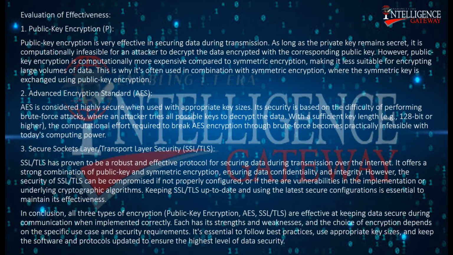Evaluation of effectiveness. 1. Public key encryption. Public key encryption is very effective in securing data during transmission, as long as the private key remains secret. It is computationally infeasible for an attacker to decrypt the data encrypted with the corresponding public key. However, public key encryption is computationally more expensive compared to symmetric encryption, making it less suitable for encrypting large volumes of data. This is why it's often used in combination with symmetric encryption, where the symmetric key is exchanged using public key encryption.